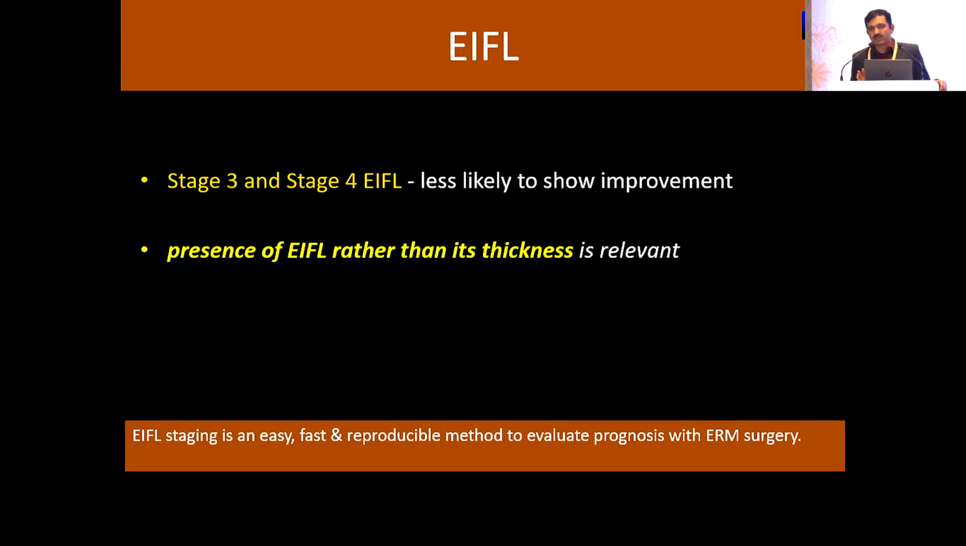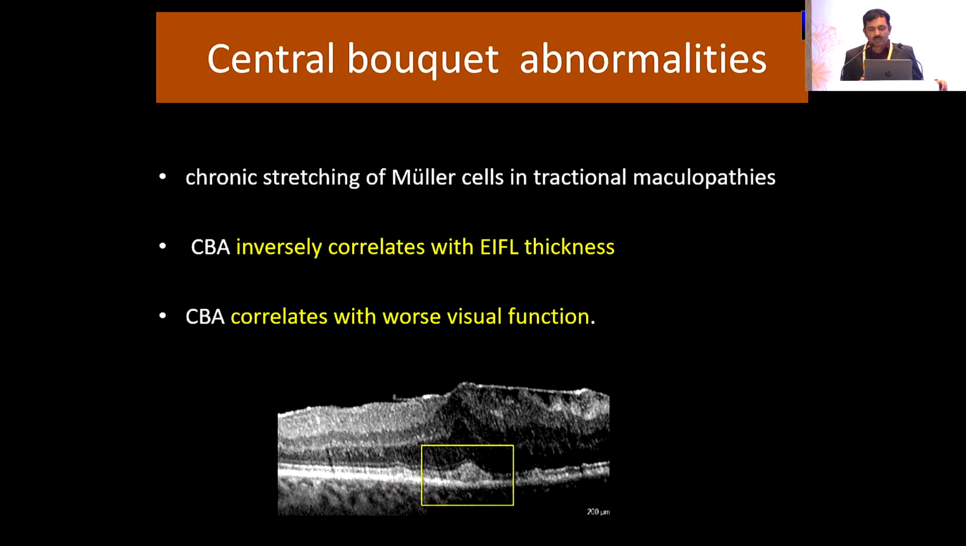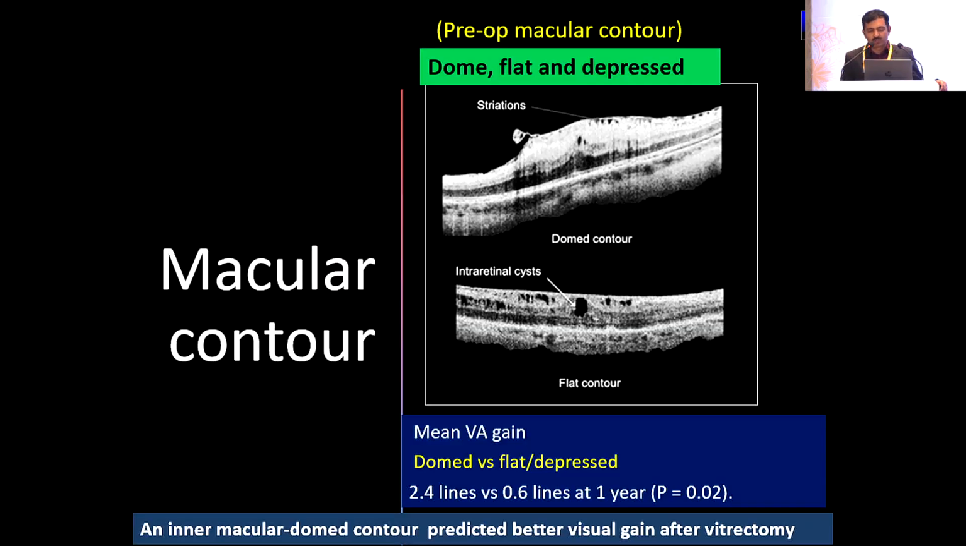The presence of the ectopic inner foveal layer is more relevant than the thickness. So EFL has a poor prognosis if it is stage 4 EFL. Then look for central bouquet abnormalities. It is seen in most tractional maculopathy. They tend to inversely correlate with the ectopic inner foveal layer. It usually correlates with worse visual function.